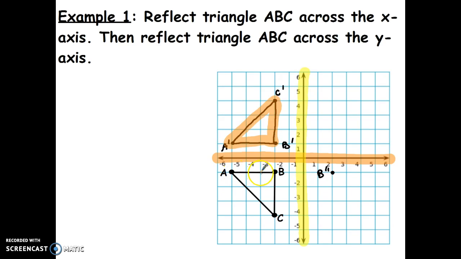A is 1, 2, 3, 4, 5 spaces away, so A prime prime goes 5 spaces on the other side. And C is 2 spaces away. All right, and we'll highlight this so that we know that this is our triangle that's reflected across the y-axis.